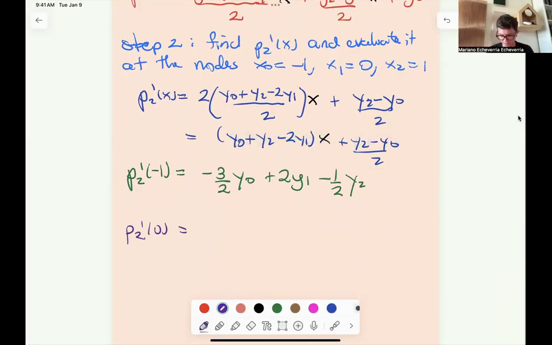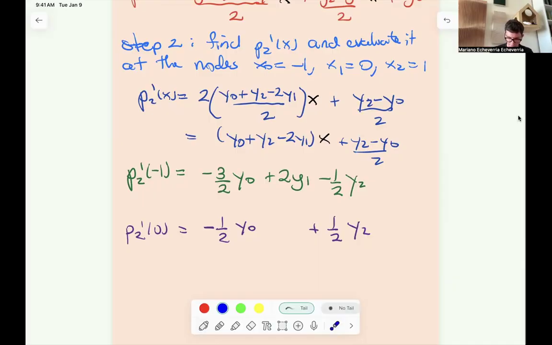But let me arrange it in a way that's convenient. So I'll just write it as -1/2 of y0 plus 1/2 of y2, right? And then I'll do something that's silly, but you'll see why in a moment. I'll write this as 0 times y1. Okay. So it is the same, because 0 times y1 just gives you 0.